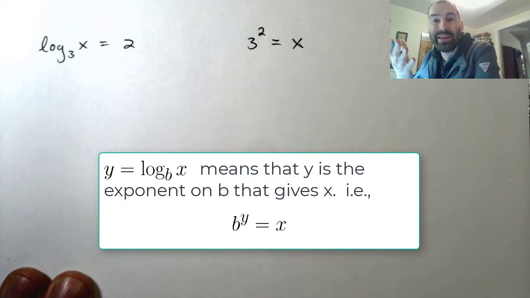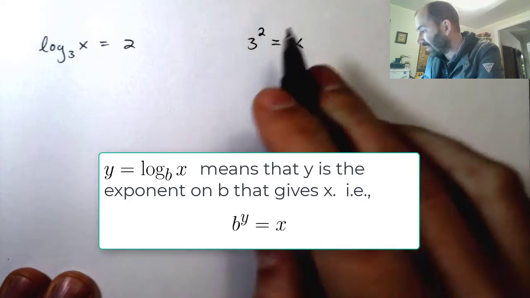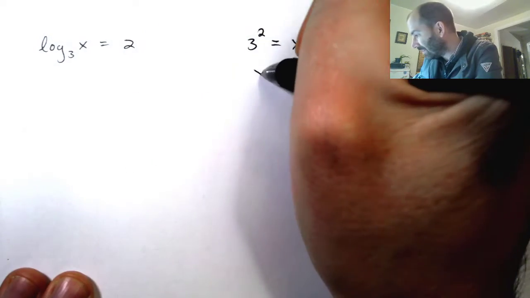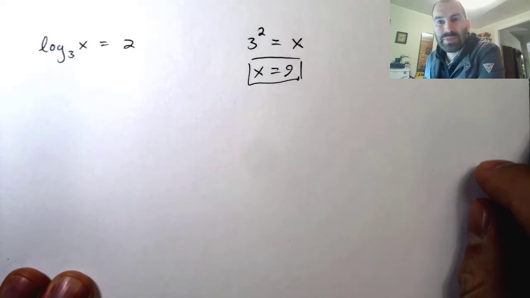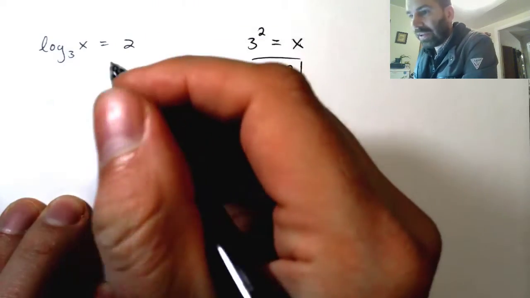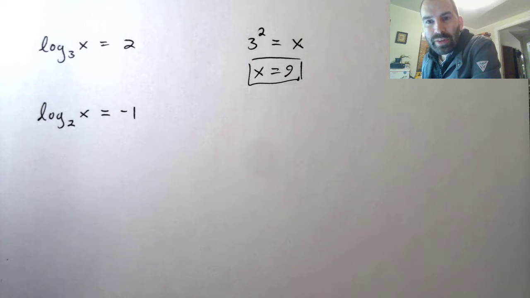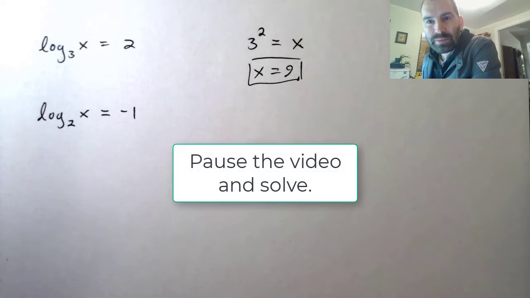Well, there you go. I think I see what x is, right? X equals 9. Done. Okay, let's try another one like that. Go ahead and try this one. Write that one down, see if you can solve it.